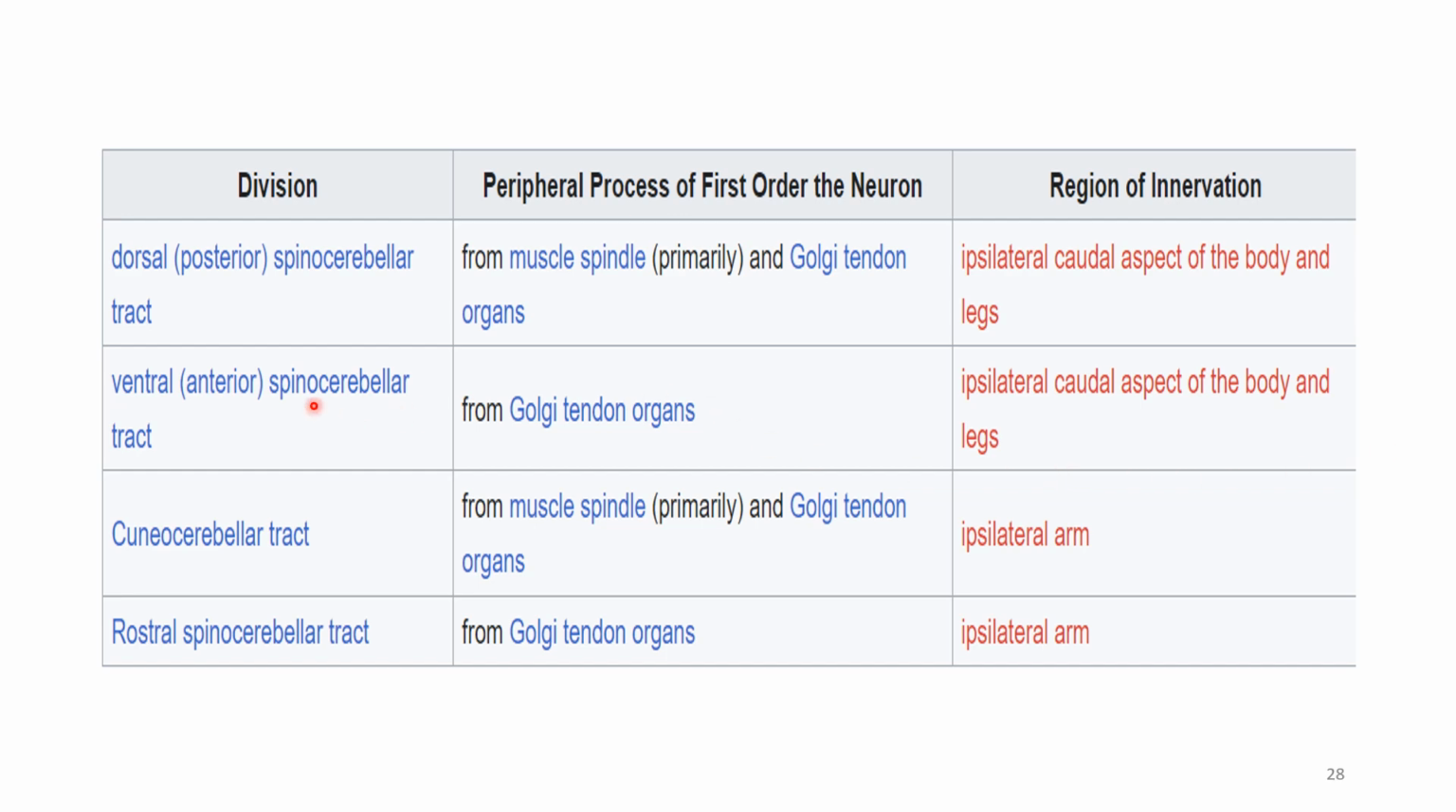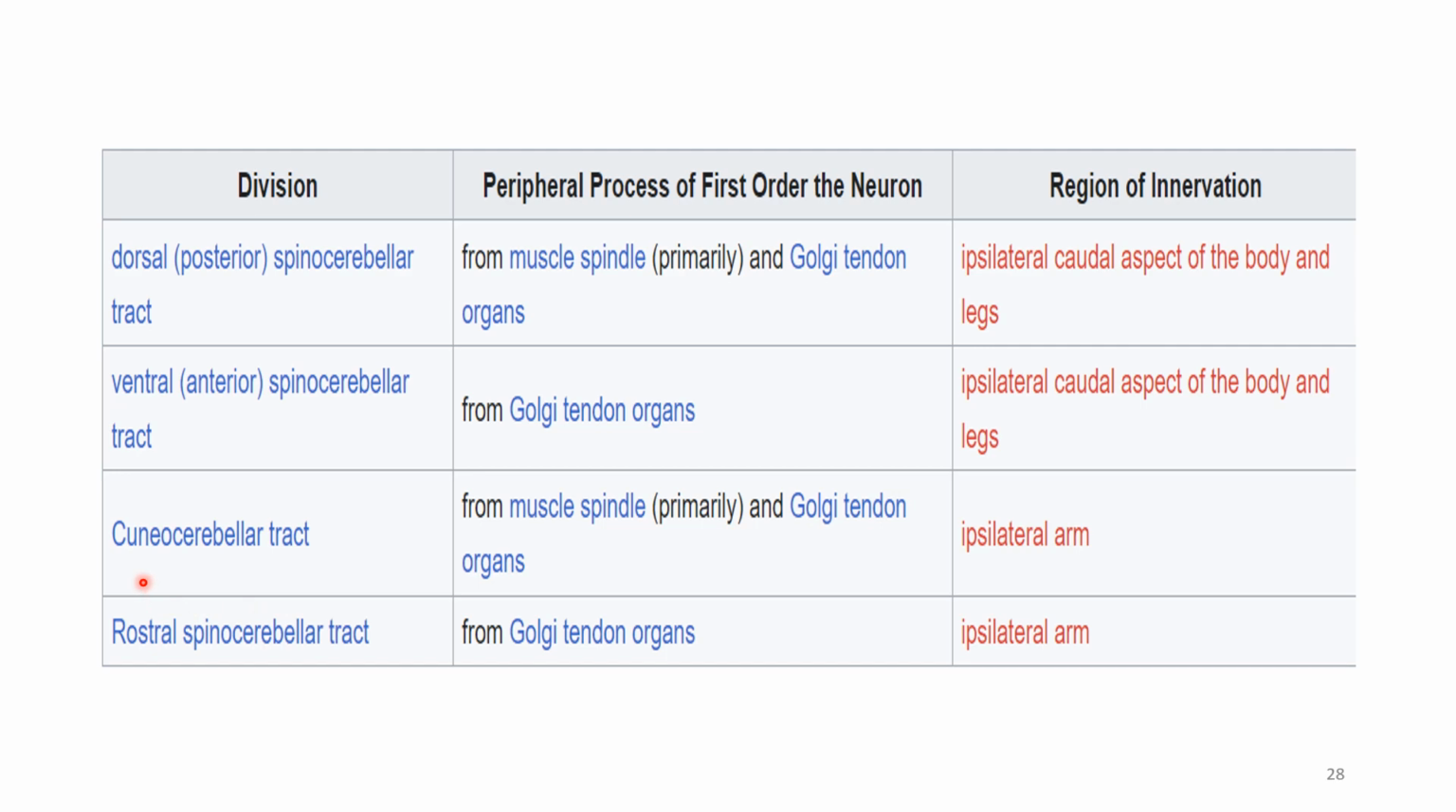So here you can see the dorsal or posterior spinocerebellar tract. It carries information mainly from the muscle spindle and Golgi tendon organs. It supplies the ipsilateral caudal aspect of the body and legs. Whereas the ventral or anterior spinocerebellar tract carries information mainly from the Golgi tendon organ and supplies the ipsilateral caudal aspect of body and legs.